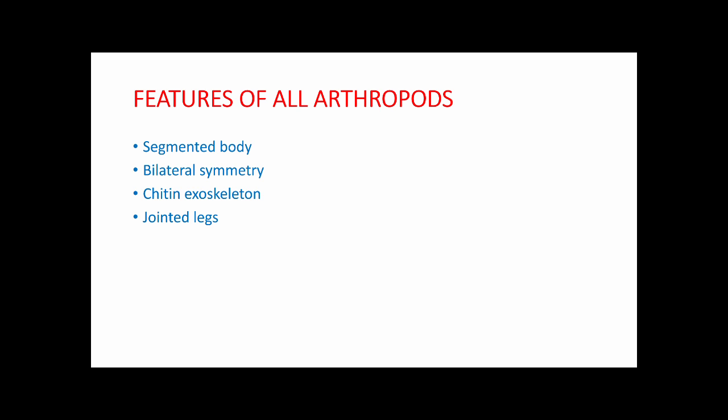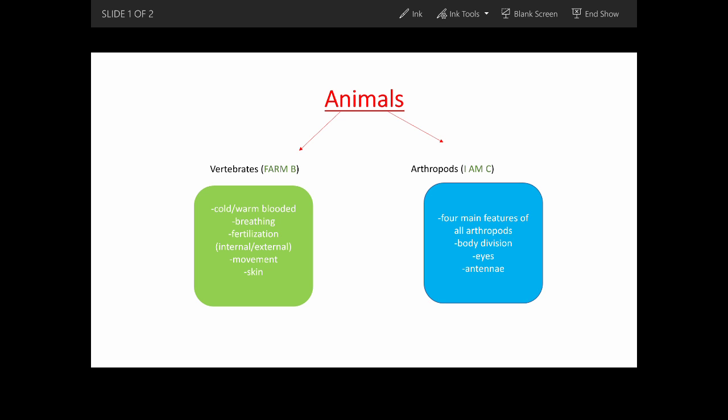Anyways, for insects, they have compound eyes, and with the 4 main features and body division, you're going to have enough. But if you even need more, you can use eyes and antennae. But the main are the 4 main features. If you have that memorized, it's going to be really easy for you. So insects, they have compound eyes.